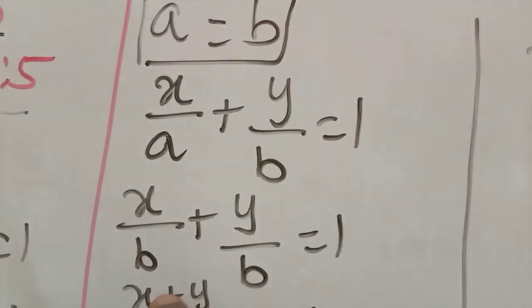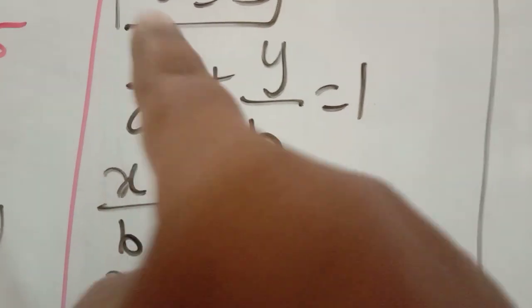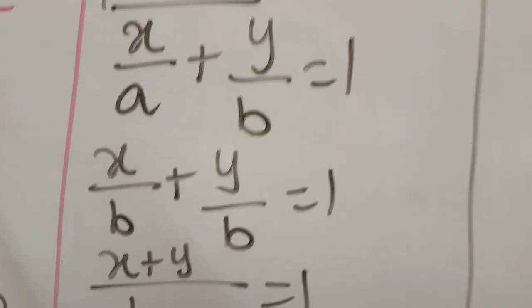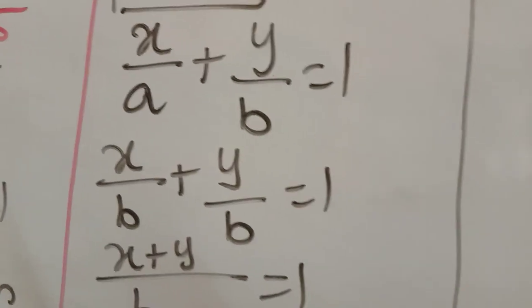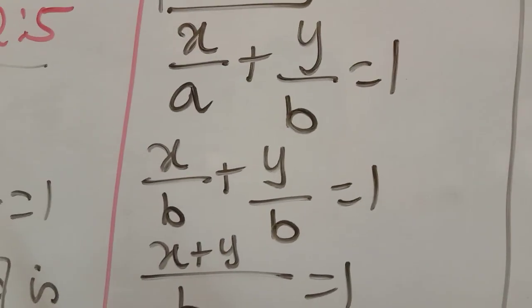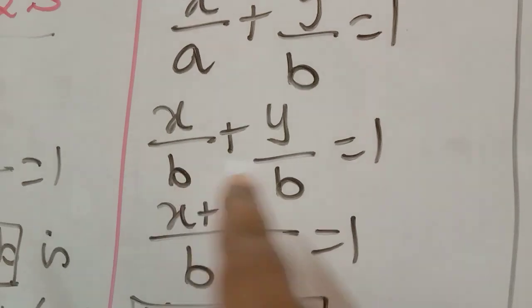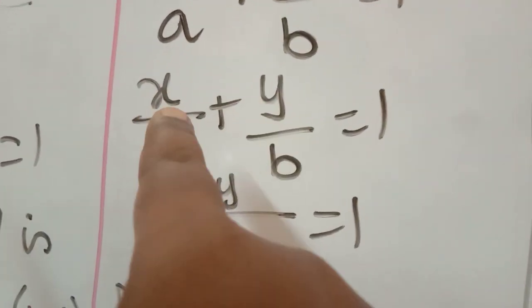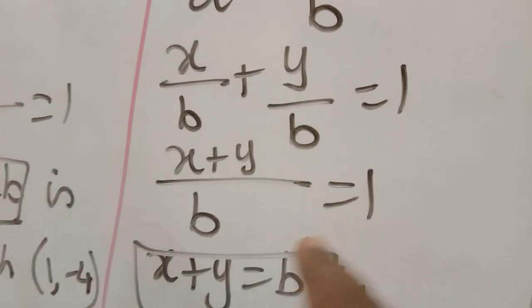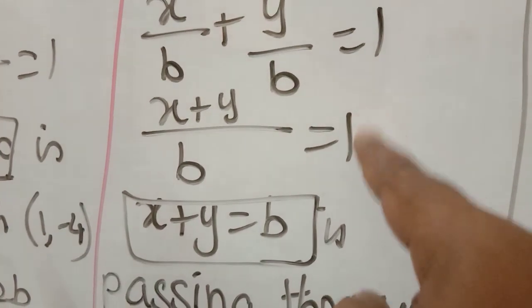Substitute a is equal to b, or instead of b we can write a here: x by a plus y by a equal to 1. Like that also we can write. Anyhow we will get the same final equation. Now the LCM of b and b is b. Both are the same, so write the numerator the same: x plus y is equal to 1. When you cross multiply here, you will get b.